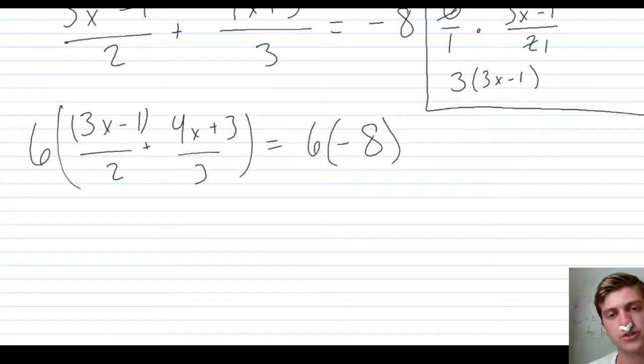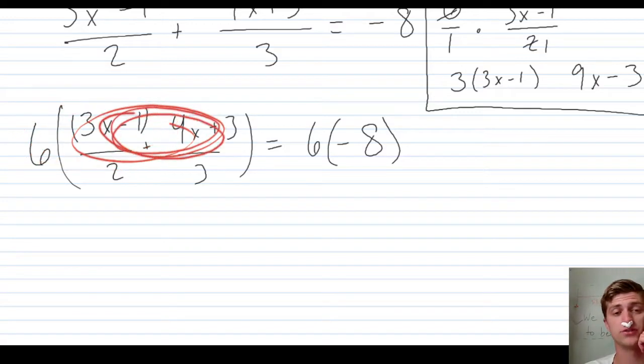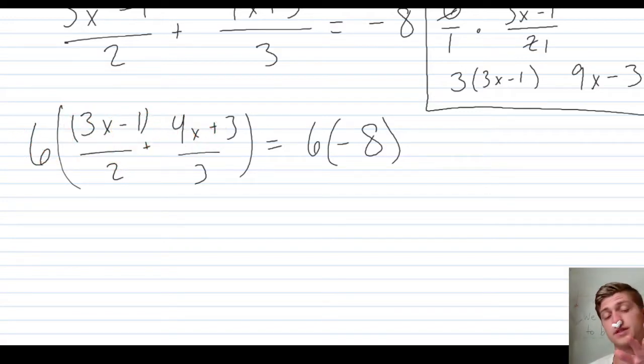We're going to have to do some distribution again here. 3 times 3x gives us 9x. 3 times negative 1 gives us negative 3. So we're kind of doing 2 steps in this one step here, but when you come into these problems, just take it slow. Write it in other places if you need to. Keep your organization, because if you try to do all these steps in your head this early on in your math career, you're going to mess up. So we know that this first term becomes 9x minus 3.